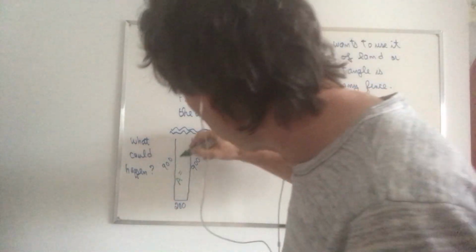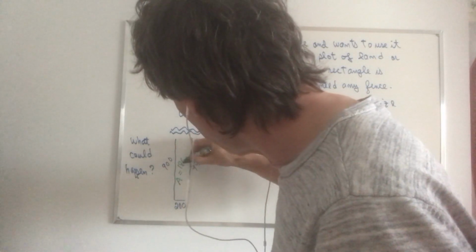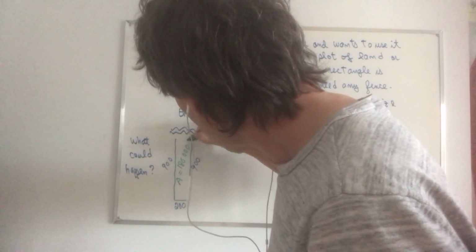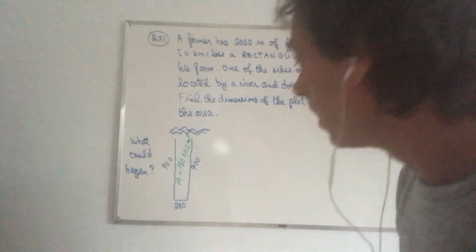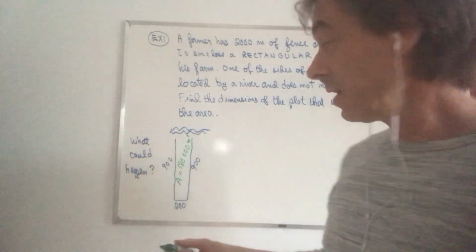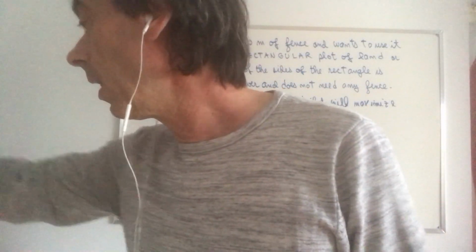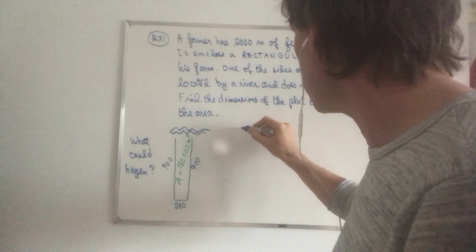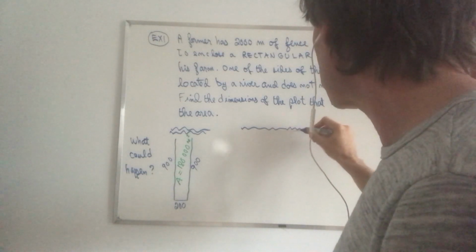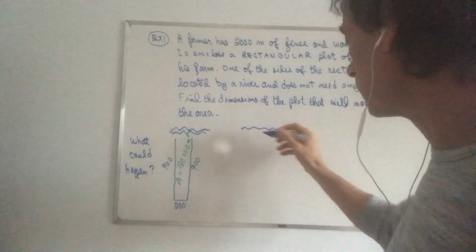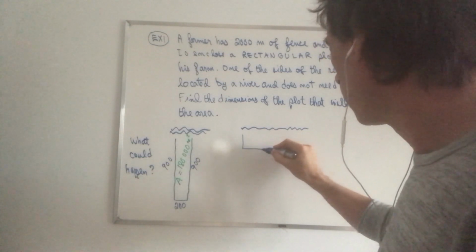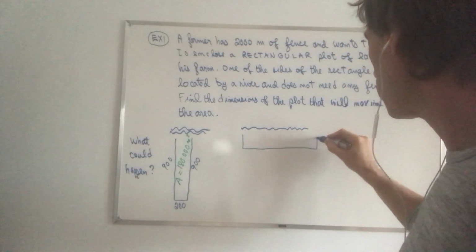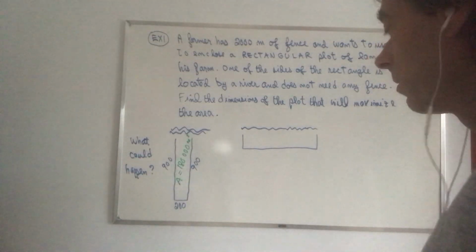Base times height, so that's 180,000 square meters, 200 times 900. So I could totally do this and it would work perfectly well. I could also do this. I could also do something quite the opposite. I could actually have something that is relatively narrow and much longer, like that, right?